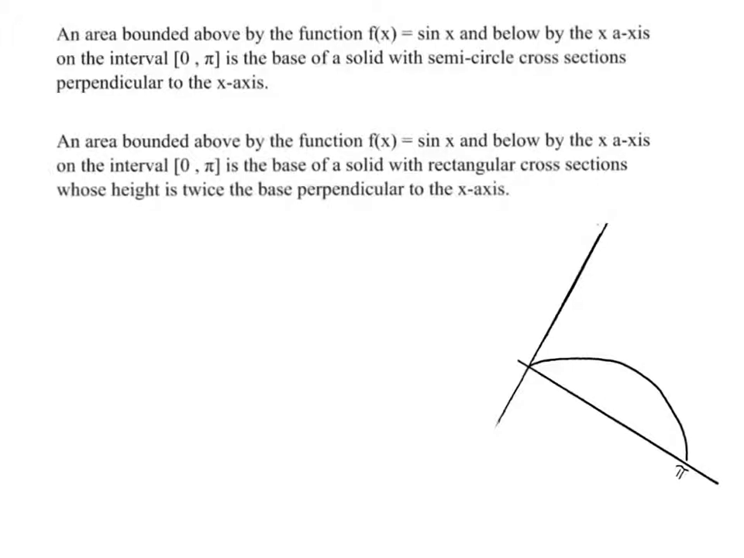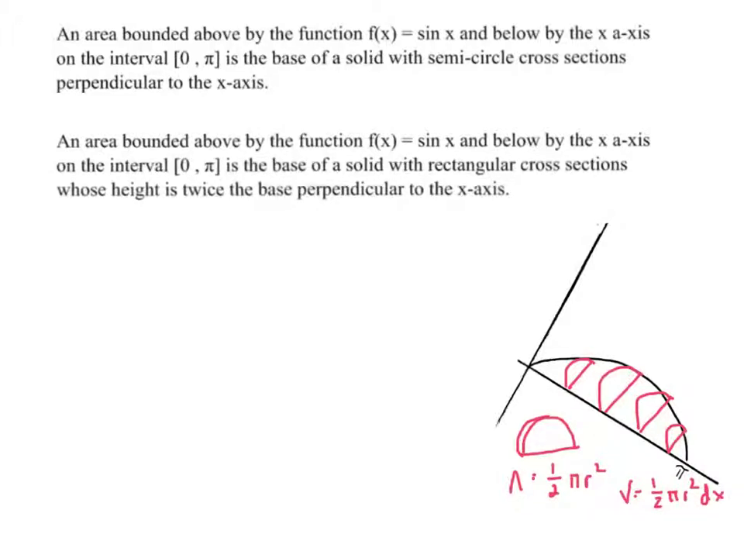Alright, an area bounded above by the function sine x and below by the x-axis on the interval from 0 to pi is the base of a solid with semicircle cross sections. So now I've got semicircles. Okay, something like this. So again, I would start by just, I've got a semicircle. Area of a semicircle is 1/2 pi r squared. But we're talking about a 3-dimensional shape here, so the volume is 1/2 pi r squared dx.